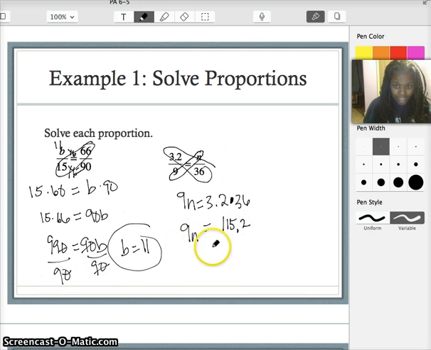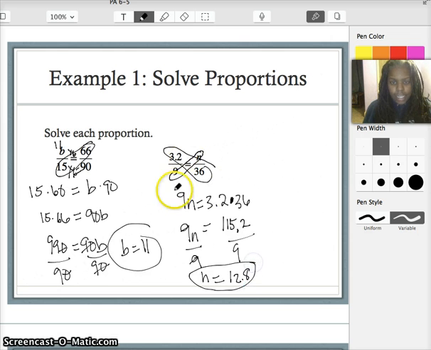So you've got 9n is equal to 115.2. What are we going to divide both sides by? Hopefully you guys realize this now. We're going to divide both sides by 9, and therefore n is equal to, let's see, when I take 115.2 and divide that by 9, I'm going to get 12.8. So that's my answer.